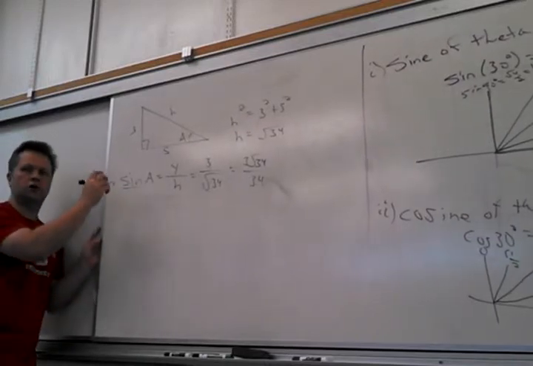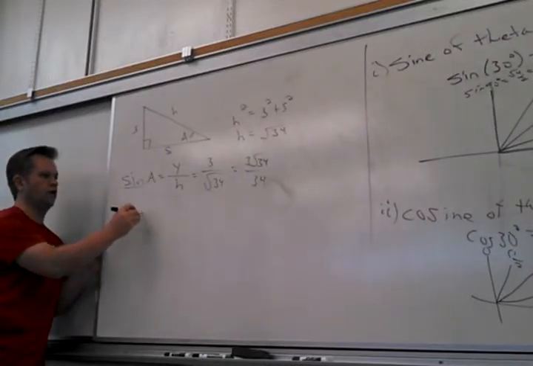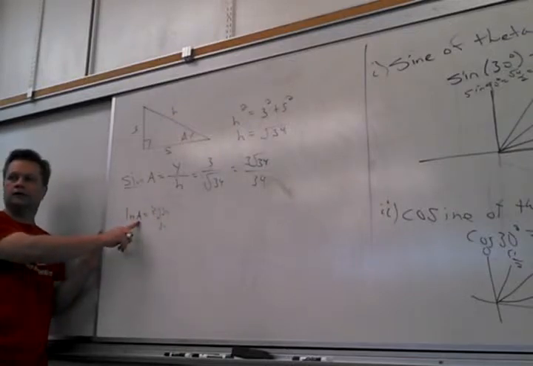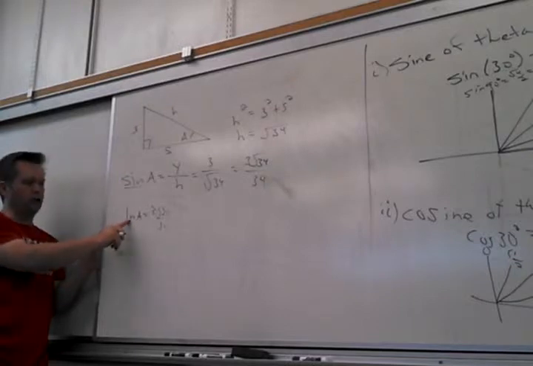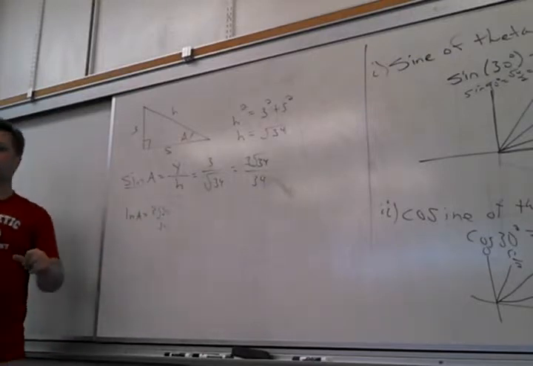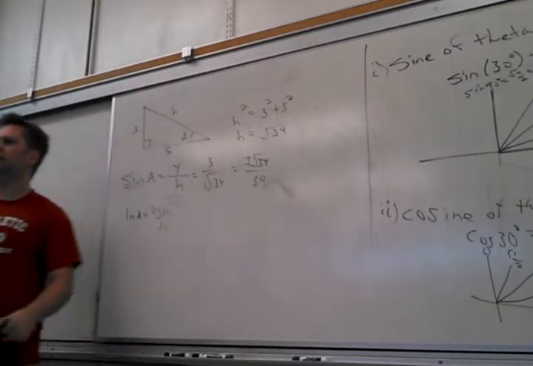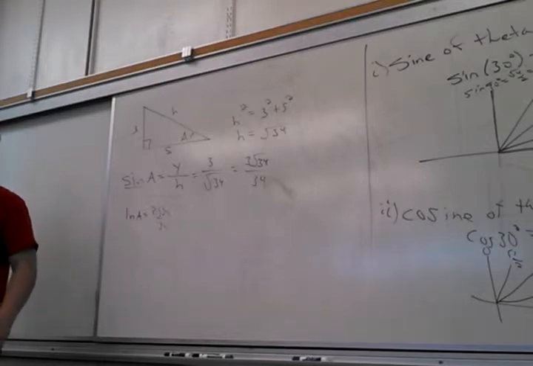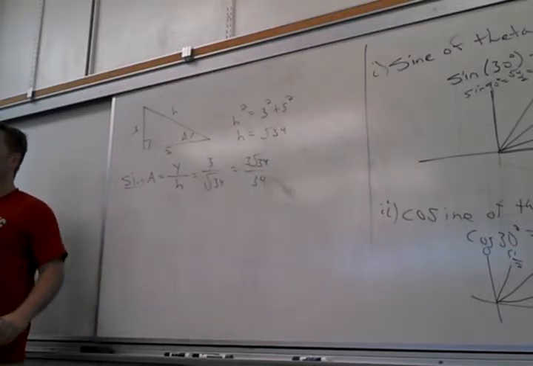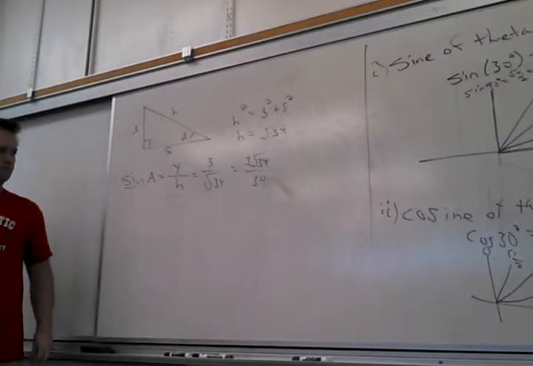And real quick, while I'm talking about that, if I said natural log of A equals 3 root 34 over 34, how would you figure out what A is? You do the inverse of ln, right? So how do you figure out what A is here? Inverse of sine. So at some point we have to actually learn what the inverse of the sine function is. No, that's the reciprocal of the sine. Yeah, those are different.